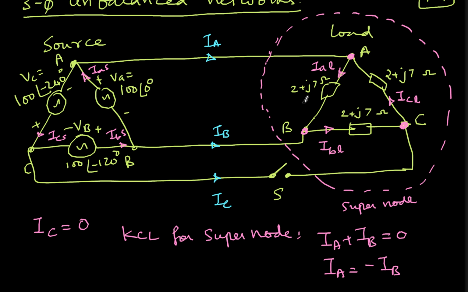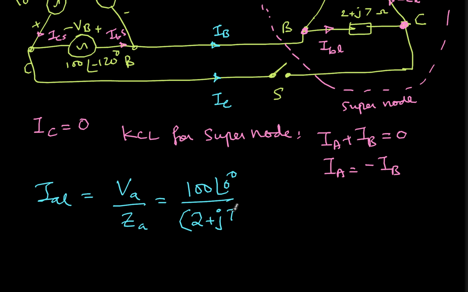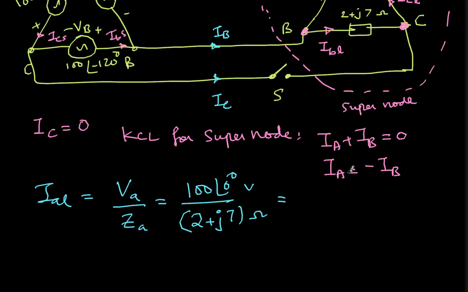It is very easy to analyze. I can right away tell what is IAL. Because this voltage is 100 angle 0, I can just calculate IAL. So IAL is nothing but VA by ZA, that is 100 angle 0 degrees divided by 2 plus J7 ohms. So here I'll get some current. We'll do that calculation shortly.